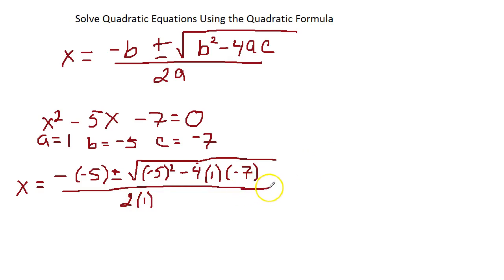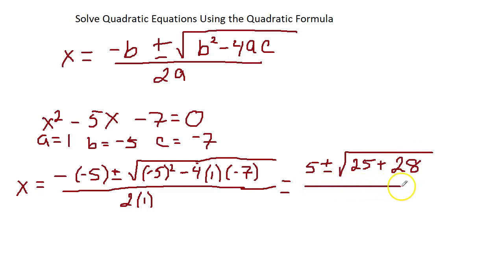Alright, let's clean this up. Double negative becomes a plus, so we have 5 plus or minus square root. 5 squared is 25. Minus, well, negative 4 times 1 is negative 4 times negative 7 gives me a plus. 7 times 4 is 28. All over 2 times 1 is 2.